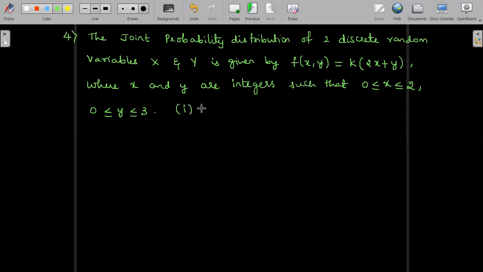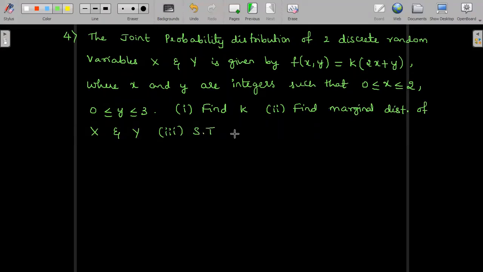The first part of the question is to find the value of k. Secondly, find marginal distributions of x and y. And the third part of the problem is to show that x and y are dependent. So there are three parts in the problem.